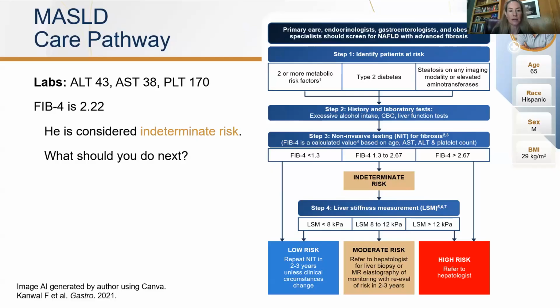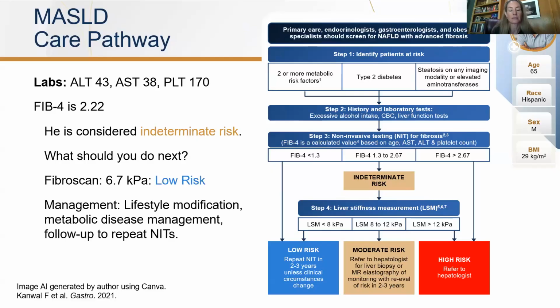So we want to do a secondary test. And in this case, we did a FibroScan on this patient, and he actually came out with a kPa of 6.7, which puts him in a low risk category. So this would be a patient that you could refer back to primary care with a plan to repeat a non-invasive test again in a couple of years. And in the meantime, just really focus on lifestyle modifications.